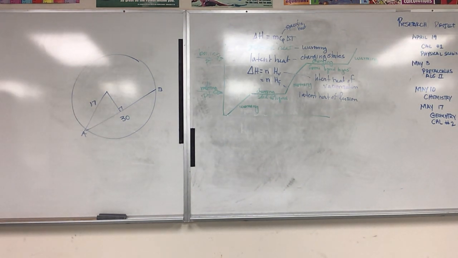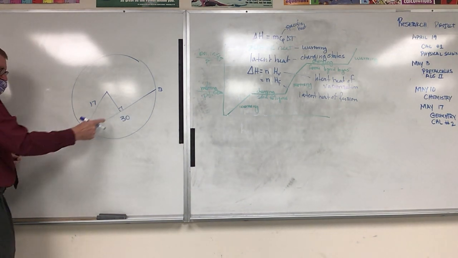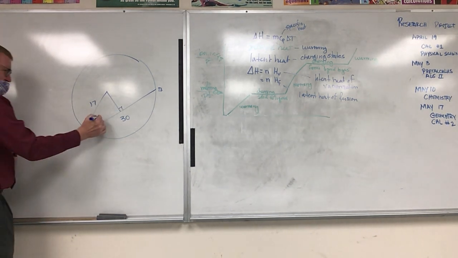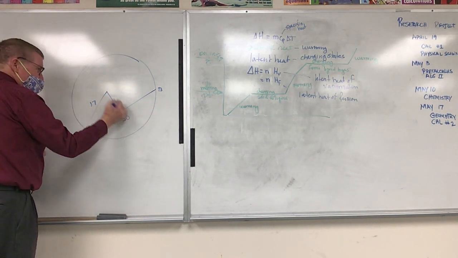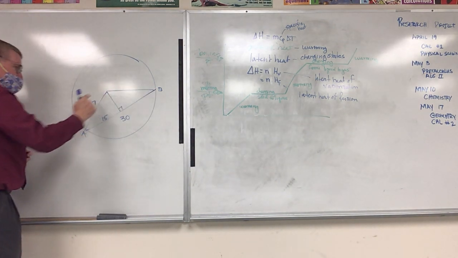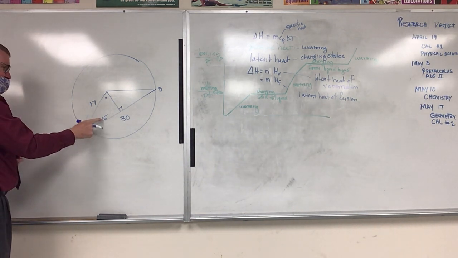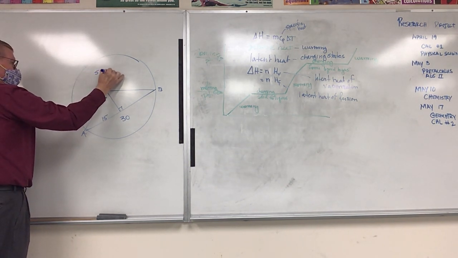So we're looking for arc AB. We have a right triangle here. If we know this is perpendicular, they're bisected, so this is 15. All right, to find this arc, I need to know this central angle. To find this angle, I don't know anything special about it, so I have to use my trigonometry. So how can I find that angle if I know the hypotenuse and its opposite? Arc sine of 15 over 17.